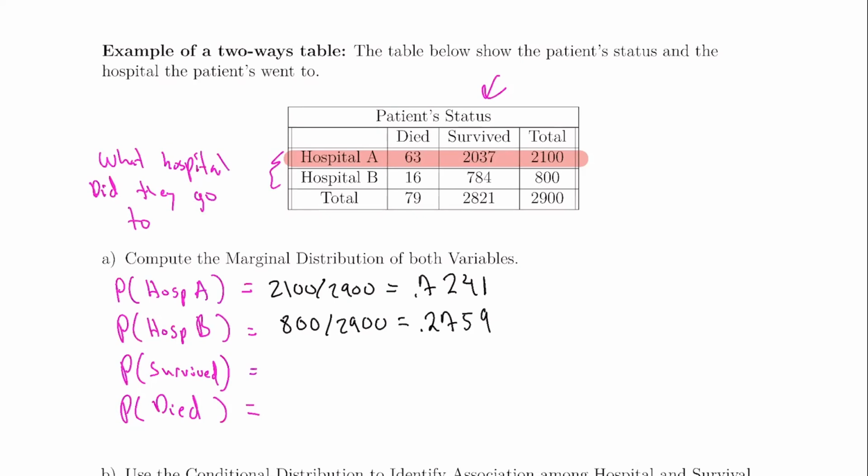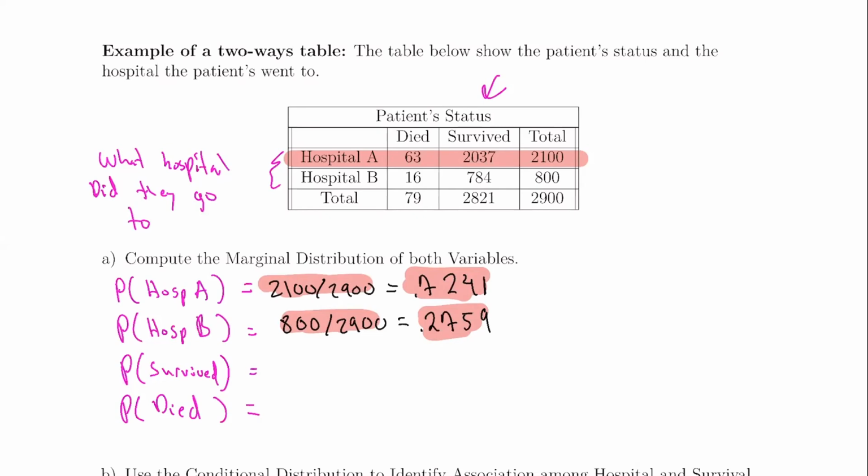Cool. All right, so you should get 0.2759. If you look at it, hospital A and hospital B are all of the categories for that variable. If you add the two probabilities up, or the two fractions up, it should always add up to 1. Because if I have all of the marginal distribution for the column or the row, all of those probabilities should add up to 1. Any questions so far in regard to probability hospital A or probability hospital B?